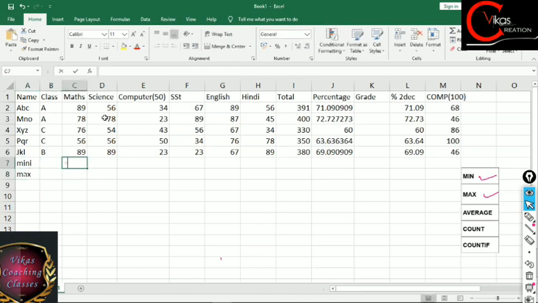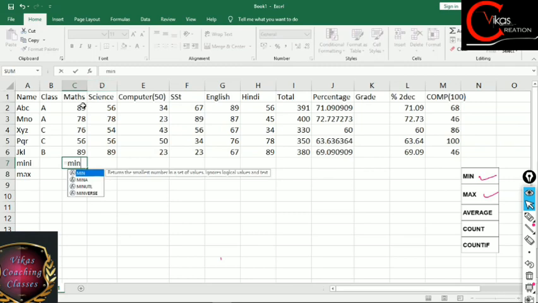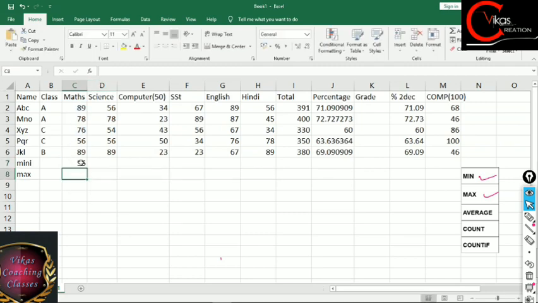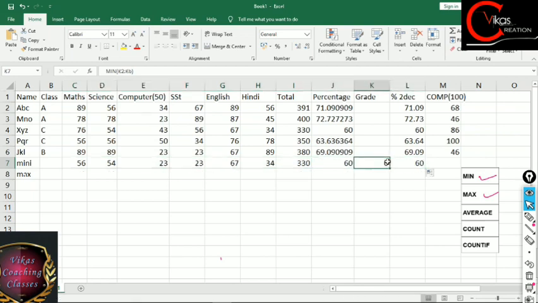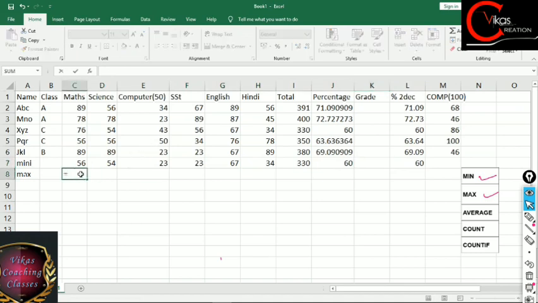So for calculating minimum, you have to write equals to MIN. You have to open the bracket, select your whole cell range, and then press the enter key. That's it. And then you have to repeat this for all your values like this. And if you want to check the lowest percentage also, you can work like this. Similarly, if we have to calculate the maximum marks, we just have to write equals to MAX, select all these values.